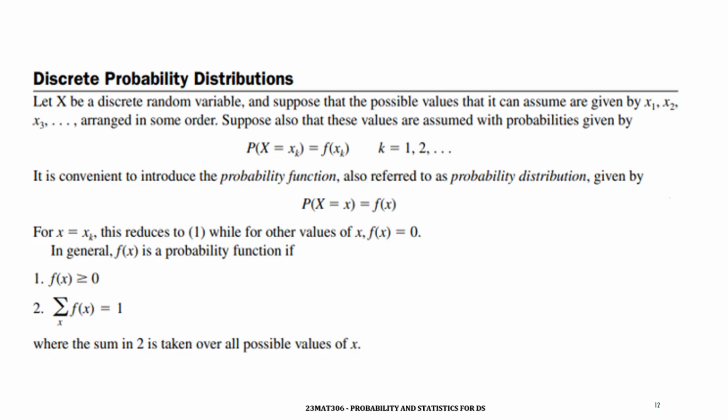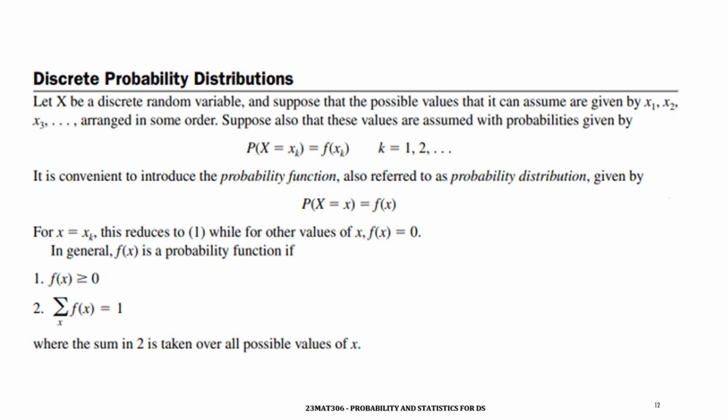So the next topic, we move to discrete probability functions. When x is a discrete random variable, suppose that the possible values that it can assume are given by x1, x2, x3, which are arranged in some order. Suppose all these values are assumed with probabilities given by P of X equal to xk, which equals f of xk for all k values, 1, 2 and so on.